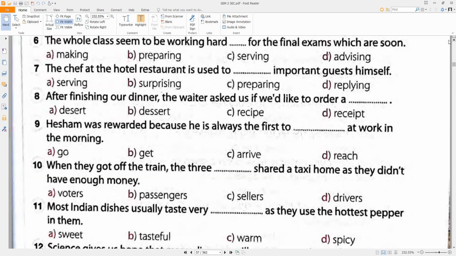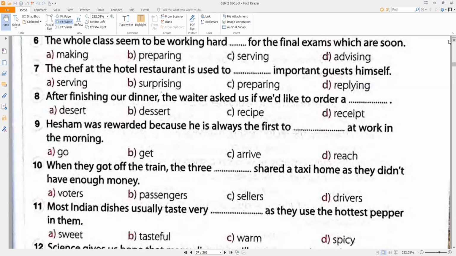Number 10. When they got off the train, the three passengers shared a taxi home as they didn't have enough money. Voters, passengers, sellers, drivers. Yes, passengers. Excellent.